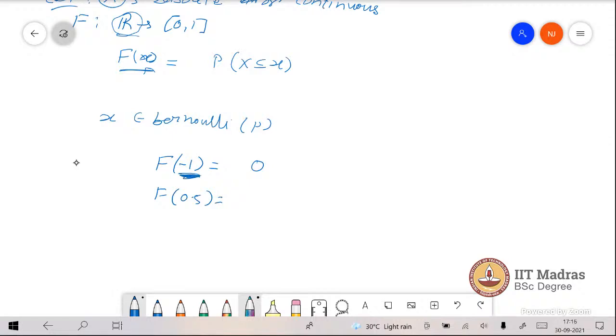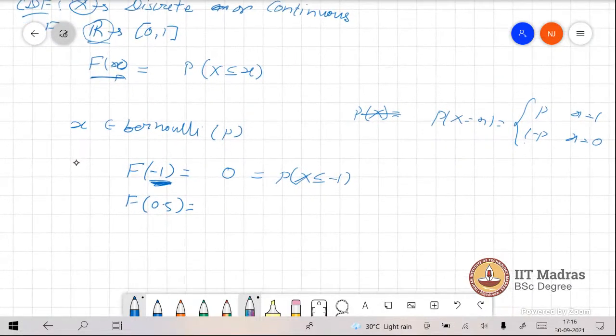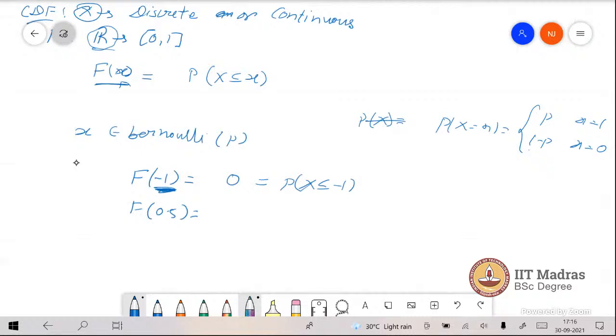So why is f of -1 0? If you go through the definition, it will say that x less than or equal to -1, right? And in the Bernoulli, what happens? Bernoulli takes values p x. Here it is p if x is equal to 1, and if x is equal to 0, it takes probability 1 minus p, right? This is the PMF of the Bernoulli distribution. So x less than -1, it is always 0, right?